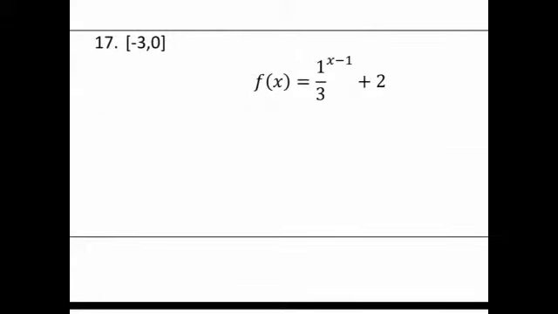Moving on to 17, we have our x values again. We have x value of -3, x value of 0. We need to get the y values that go with them. So plug them into our function here for the x value. We're going to have 1/3 to the -3 minus 1 power plus 2.